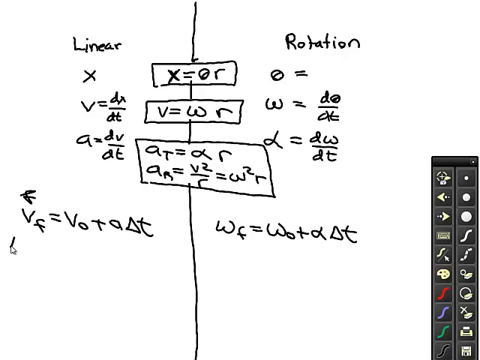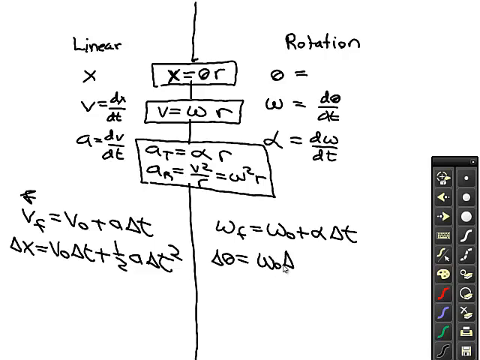We also have this cute little guy. How far something goes, its displacement, is V naught delta T plus 1/2 A delta T squared. If we go to the rotational world, we'd say delta theta equals omega naught delta T plus 1/2 alpha delta T squared. I know it's kind of weird looking, but it works. So if you want to know how far something has turned while it's accelerating, use this equation on it.